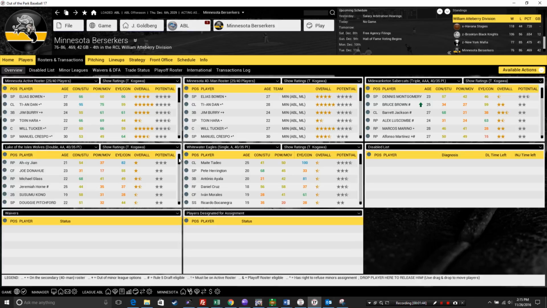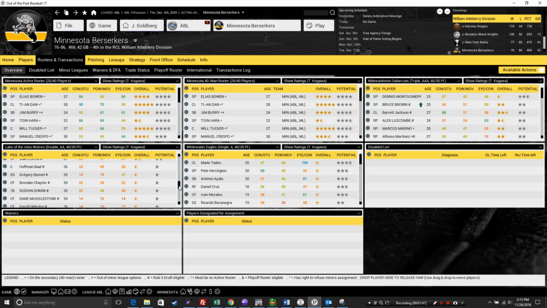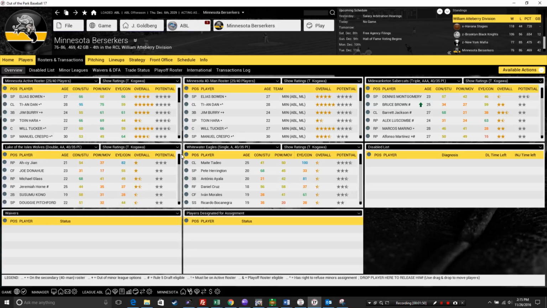So if you take a look at the AA team, all the arrows have been pretty much cleared. The other thing is I take everybody off the DL and just put them where they should be for now. And if we look at the A team, again, all the arrows have been cleared. And then in AAA, I've got a few arrows, but I'm not going to be adding to my active roster until Rule 5, so I avoid those.